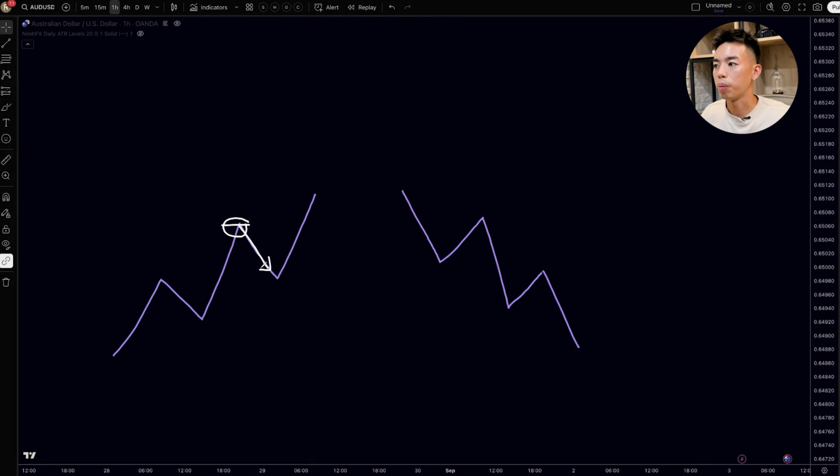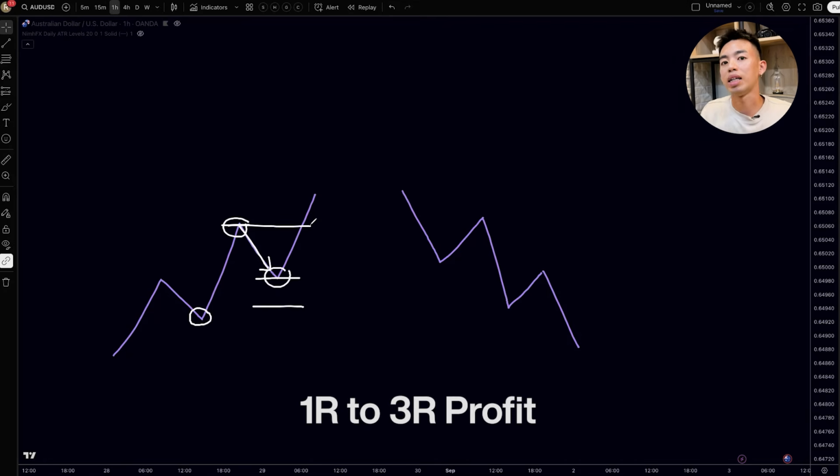Instead, where you want to hit the buys are at areas like this, the turning point, and areas like this at the turning point. And if you do that consistently at the right spot, getting in right here with your stop loss right here, taking your trade up to areas like this, you would easily make at least 1R to potentially 3R profit on every single trade.